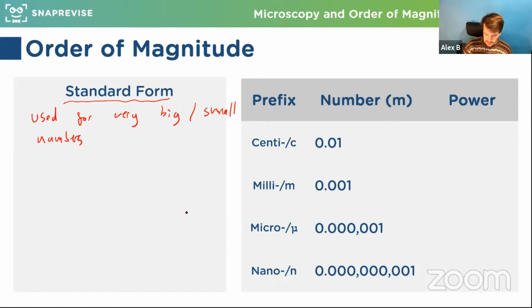Use for really big numbers uses powers of 10 to make them smaller. So let's do an example of how we'd interpret this. E.g. 1.5 times 10 to the negative 5.